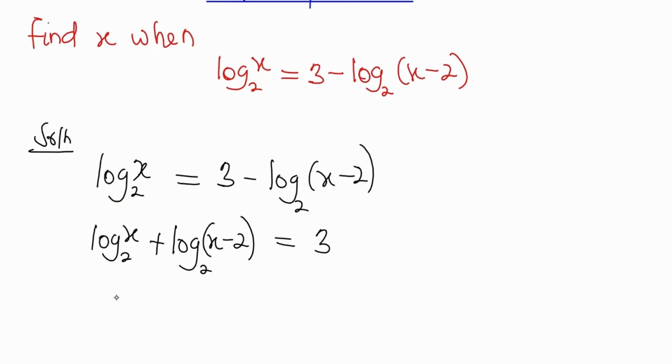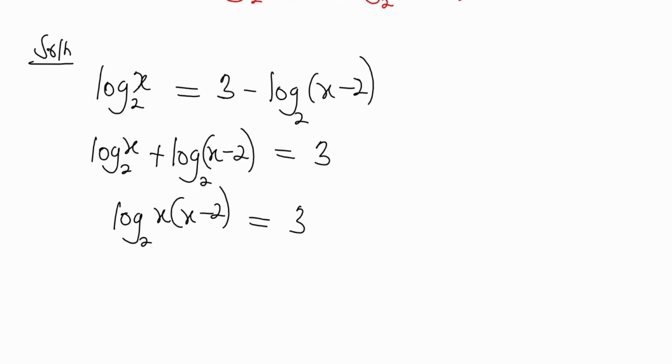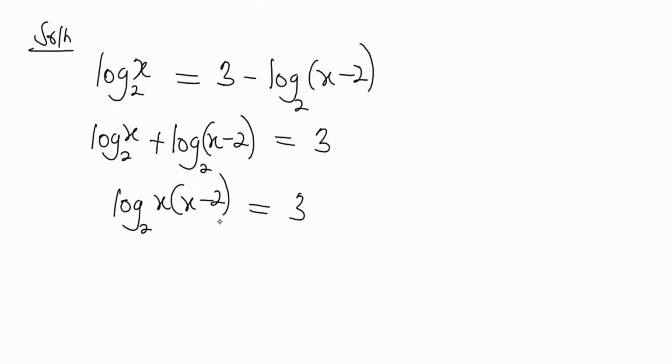So this simply means that we can write one logarithm and multiply the arguments with the same base 2, which is equal to 3 here. Now we can see that it's in logarithm form, so we have to change to exponential form. In the exponential form, we can see that x multiplied by x minus 2 is maintained, and this 2 is going to have an exponent of 3, that is 2 exponent 3.